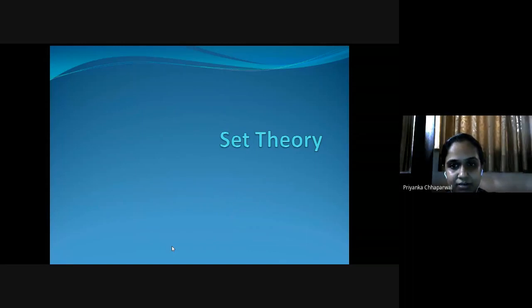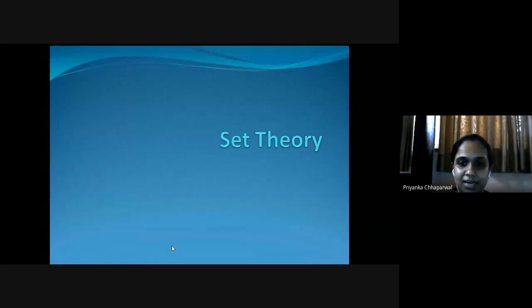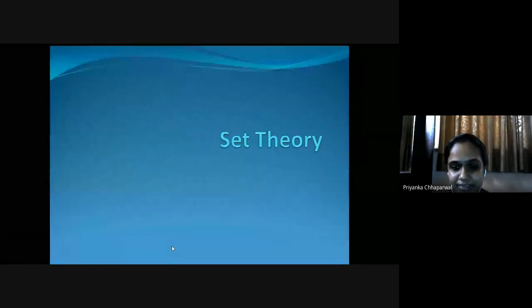Anyone? Vivek? Itisha? Collection of objects, well-defined objects. Yes, collection of objects. It is the set theory.